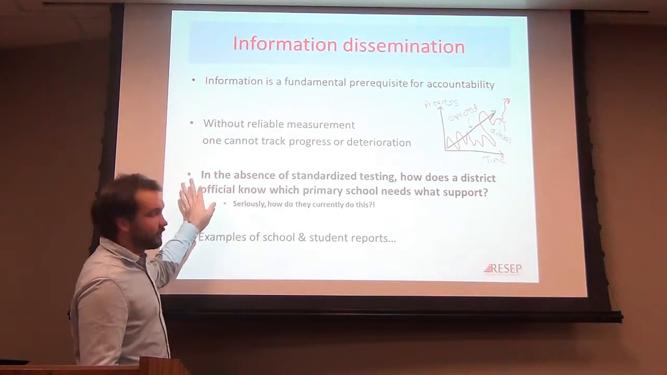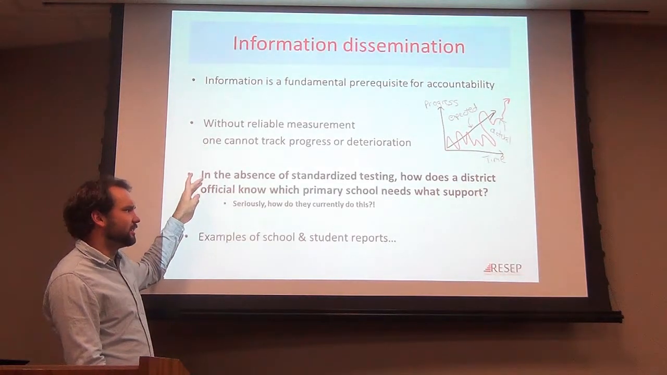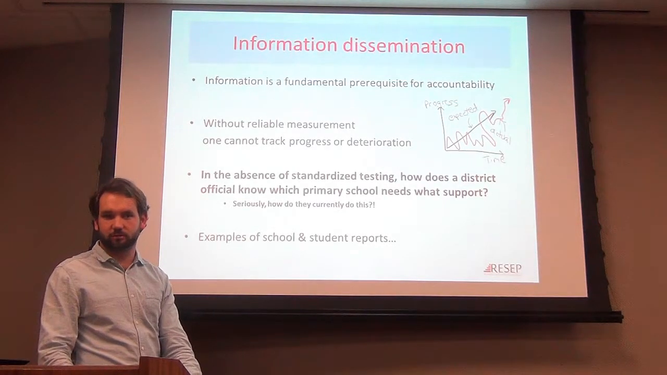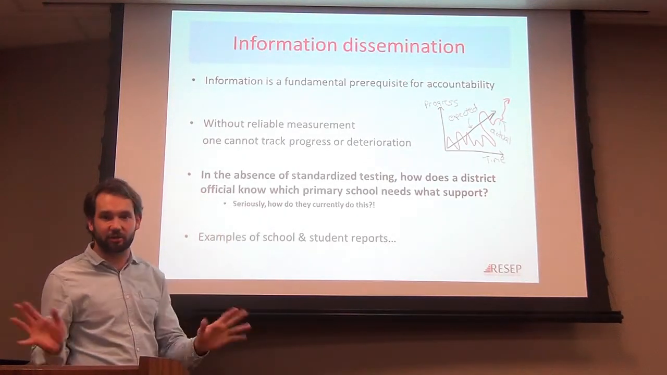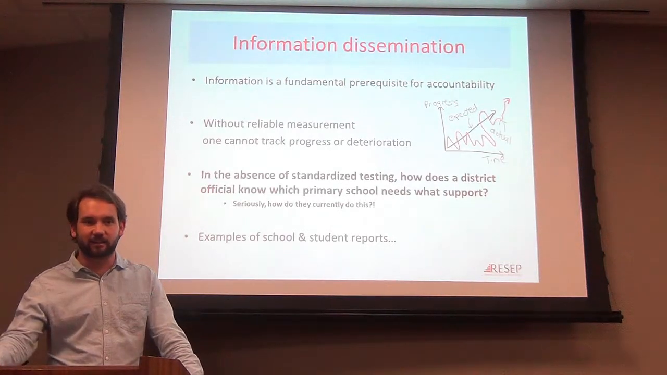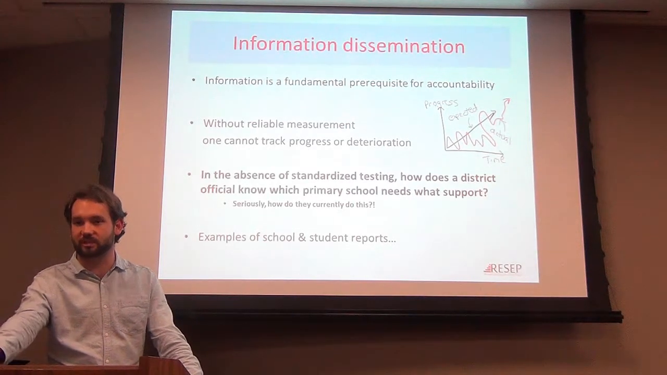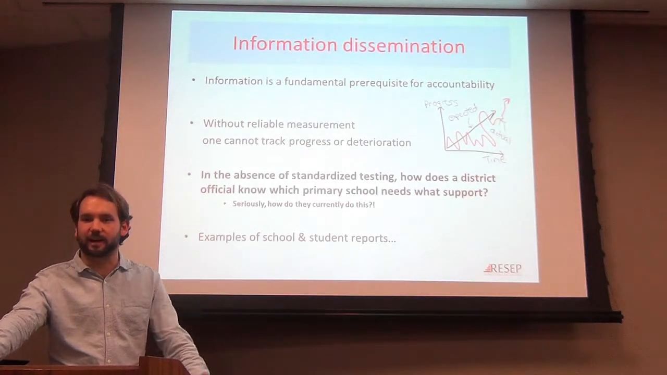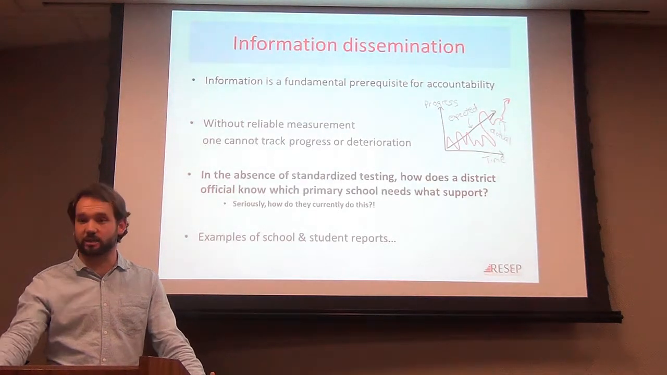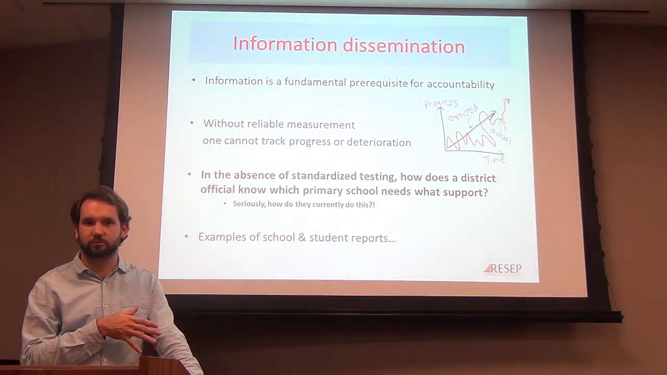And this, for me, was one of the clinching questions: in the absence of standardized testing, how does a district official know which primary school needs what support? And this is a genuine question. Seriously, how do they do this? If there are any district officials here. Before ANA, and even perhaps post-ANA, given that the results weren't given to the districts necessarily, how do you identify an underperforming primary school? So secondary school, okay, we can look at the matric results, but what do you do at a primary school? You visit it.